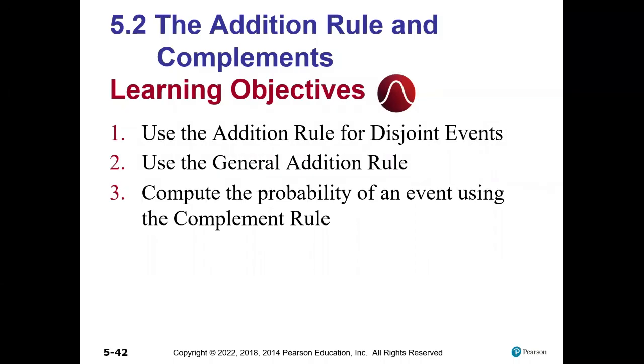All right, so we are on to section 5.2, and this is going to be probability with addition rules and complements. So we're going to talk about the addition rule for disjoint events. We will then talk about the general addition rule, and then lastly, we will talk about the complement rule. So the thing with probability is we have a lot of different rules depending on what type of question we are looking at.